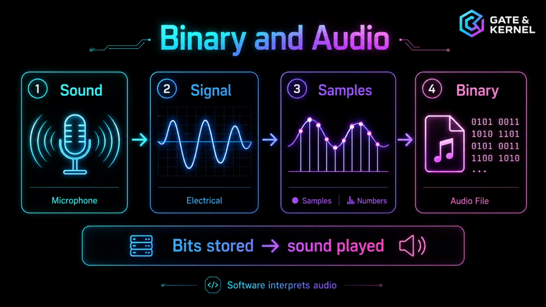Chapter 9, Binary and Audio. Digital audio works in a similar way. A microphone converts sound into an electrical signal. The system measures that signal again and again. Each measurement becomes a number called a sample. So the process is roughly: sound becomes an electrical signal, the signal becomes samples, the samples become numbers, and the numbers are stored in binary. An audio file is therefore a large collection of binary values that describe sound over time.